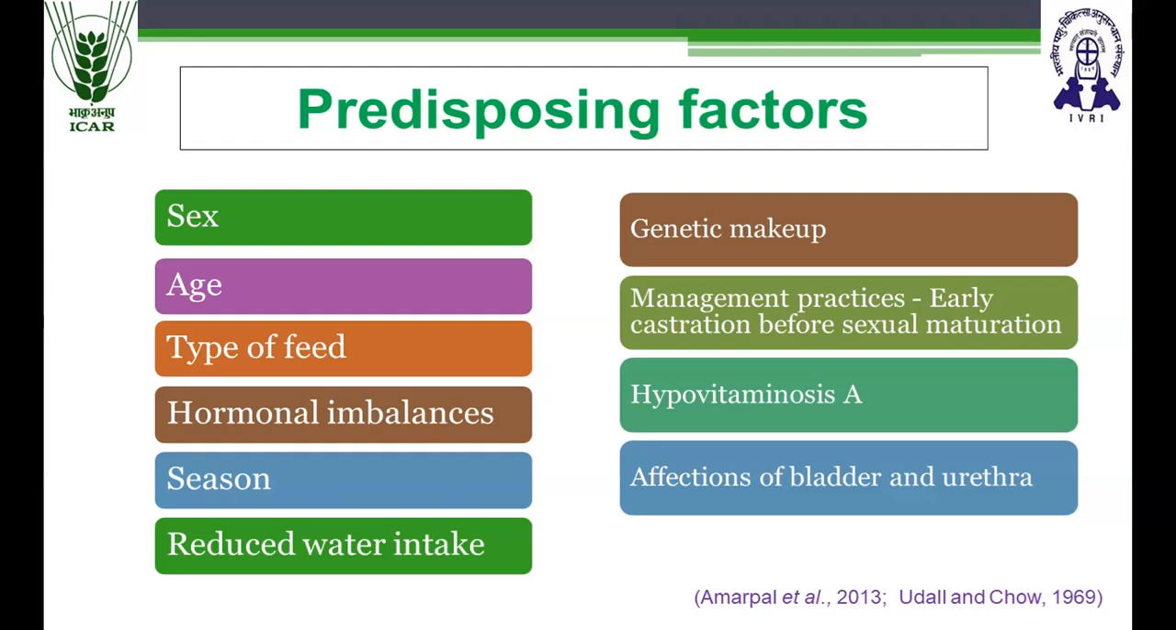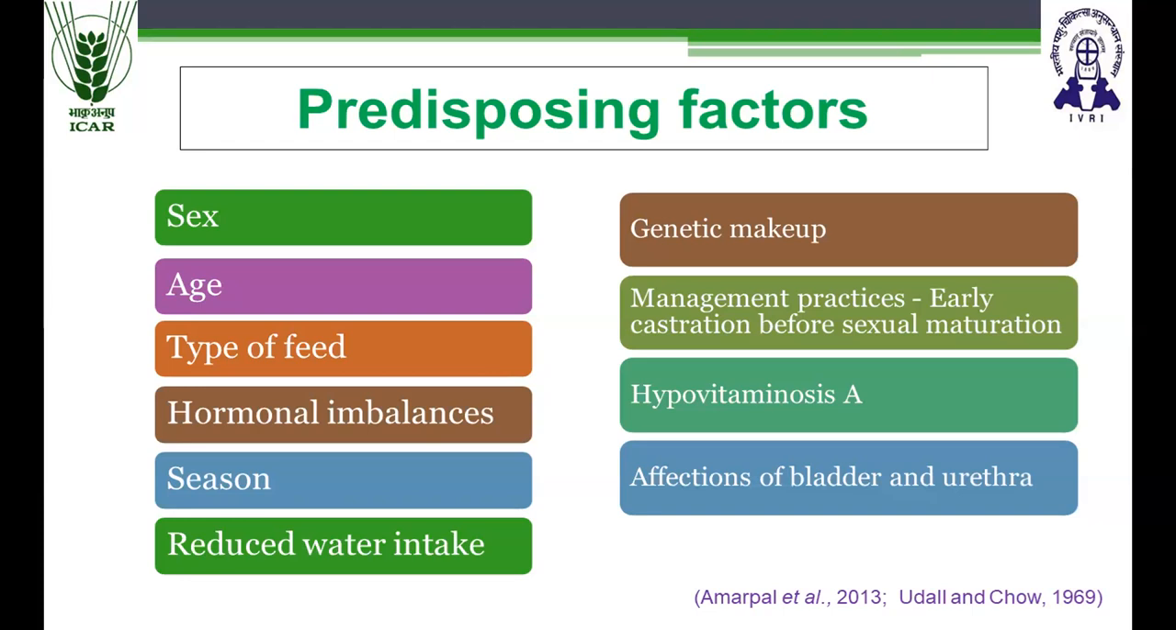Type of feed. I already mentioned that in this particular part of the country, they are feeding more wheat bran. Anywhere in the country, if we are giving more wheat bran or concentrated diet, cereal grain, animals will be more susceptible. Hormonal imbalances, less testosterone, which is the hormone required for the normal development of the anatomical tract. If it is inhibited, normal development won't occur. Normal growth won't occur. Urethral diameter will be narrow.